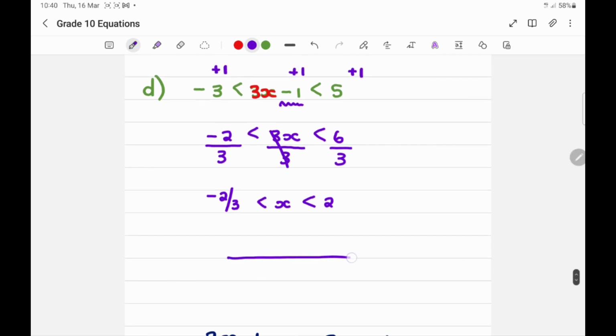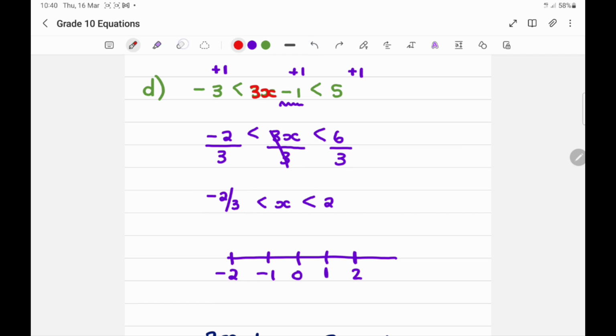So if we had a number line over here, and we had a 2 on this side, a 1, a 0, a negative 1, a negative 2, do you agree that this negative 2/3 would lie somewhere over here? So we have to put it on our number line.